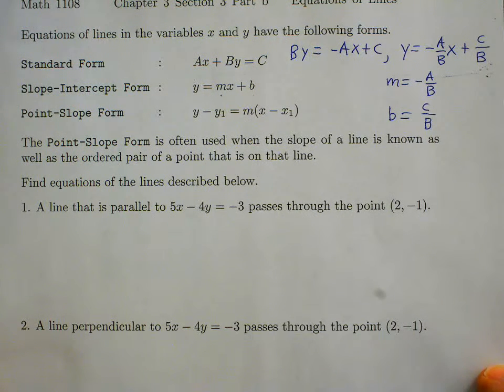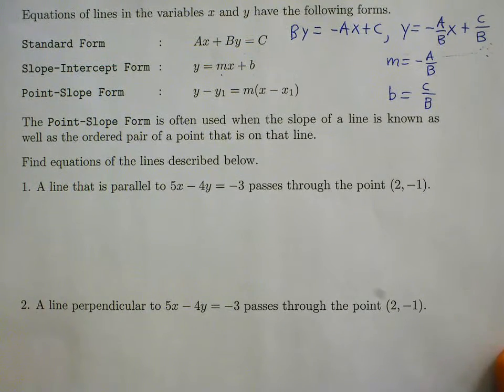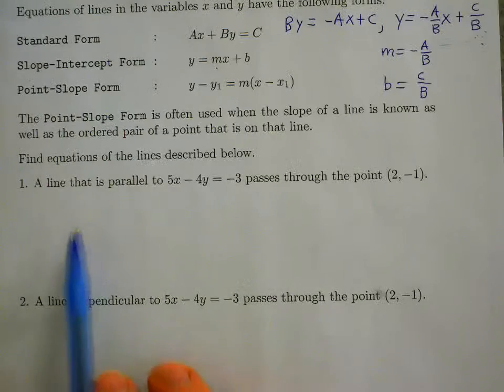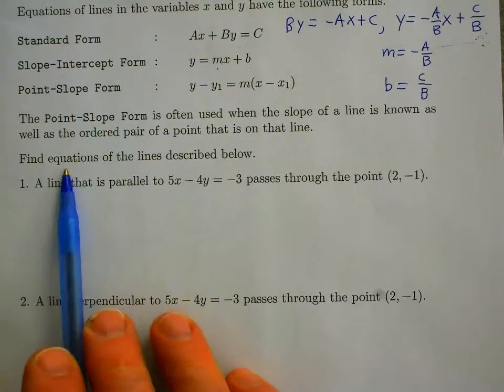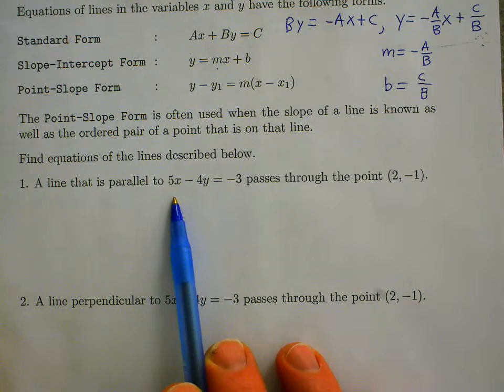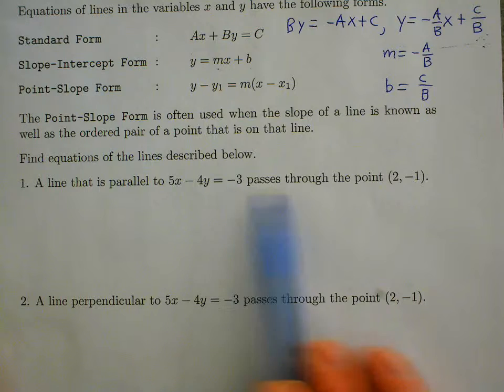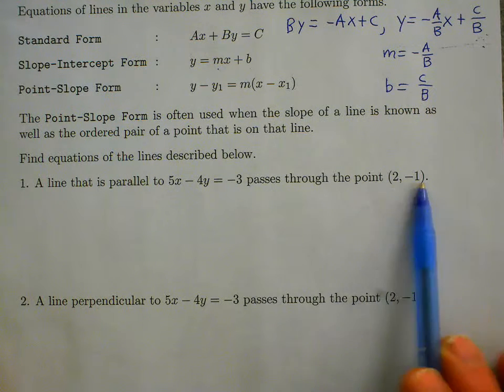Okay, so today we'll do problems that are similar to the ones we did yesterday. It's just that today there will be a little bit more algebra and arithmetic involved. Okay, so number one, we want to find the equation of the line that is parallel to the line 5x minus 4y equals negative 3, and which passes through the point 2, negative 1.